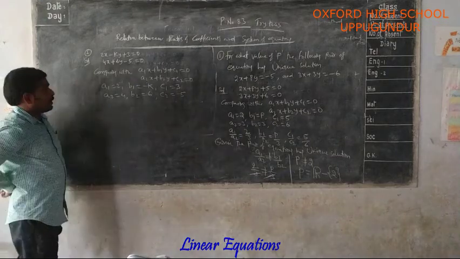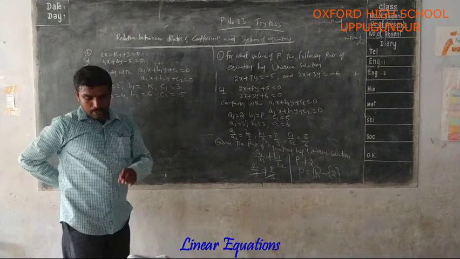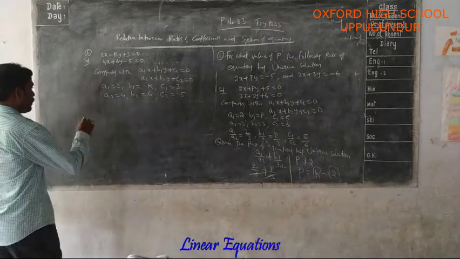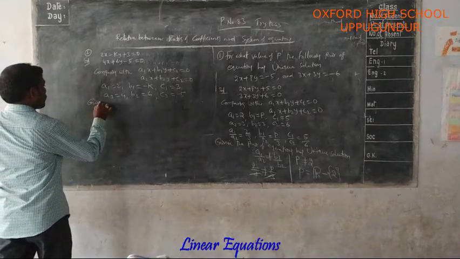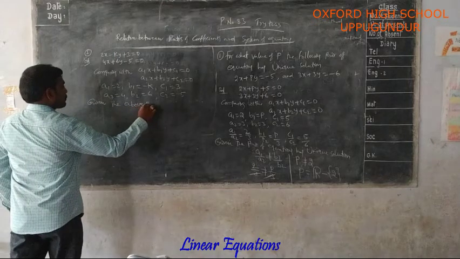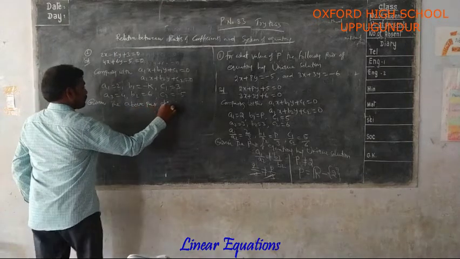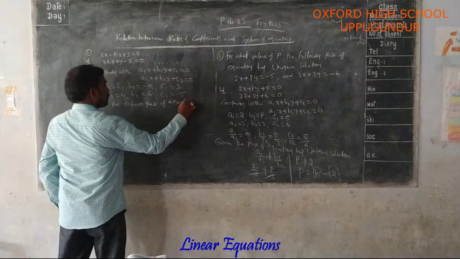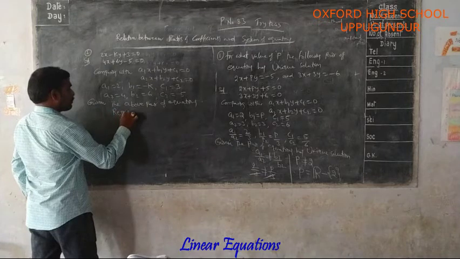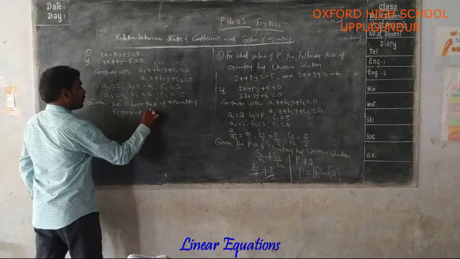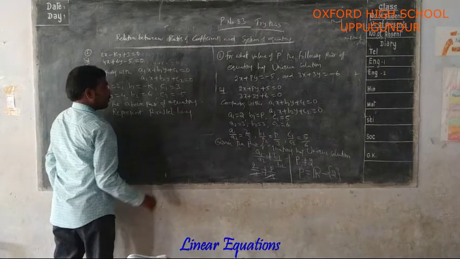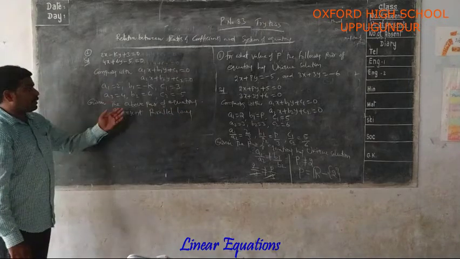Now what is the condition they gave? The above pair of equations represent parallel lines. So these pair of equations represent parallel lines.